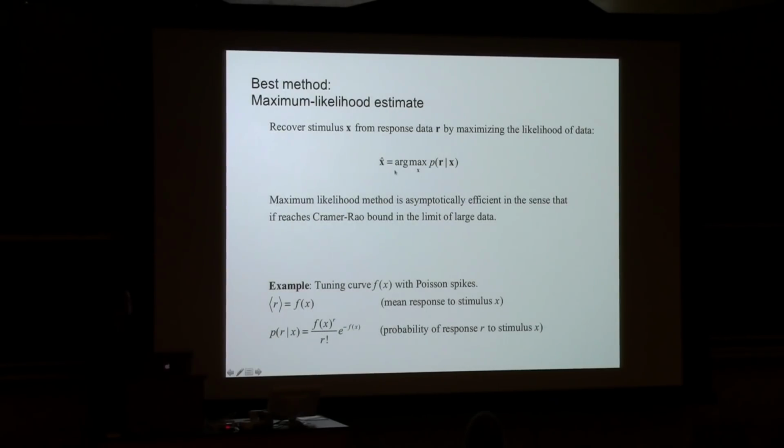So maximum likelihood is just finding the x such as to make your data most likely, right? That's what they say. It's the probability of your data. So that's called the maximum likelihood: you make your data most likely.